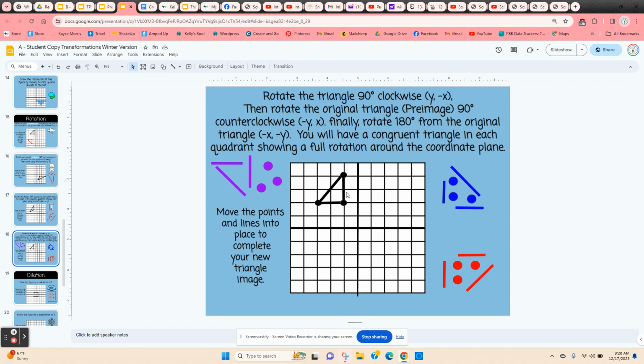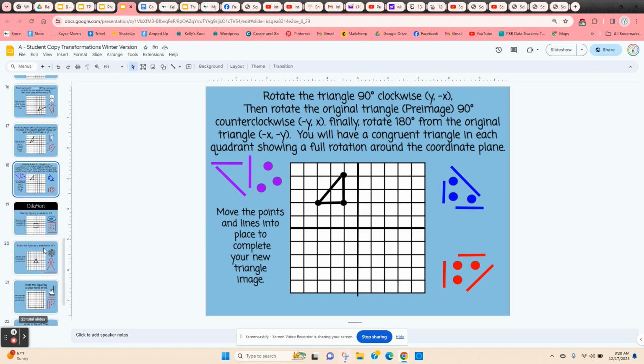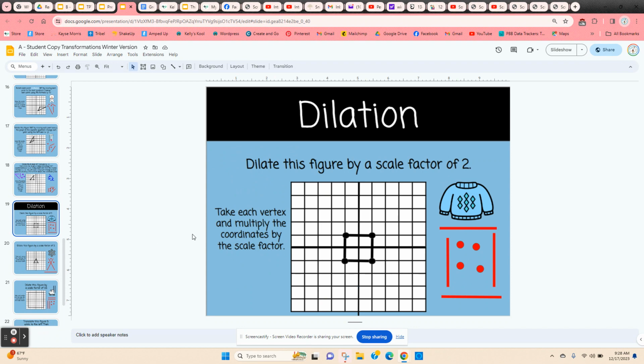So they're going to take this triangle, the 3 coordinates. They're going to rotate first clockwise 90 degrees, then counterclockwise 90 degrees, then 180 degrees, and they're going to have the complete rotation of this figure. Then we move on to dilation.